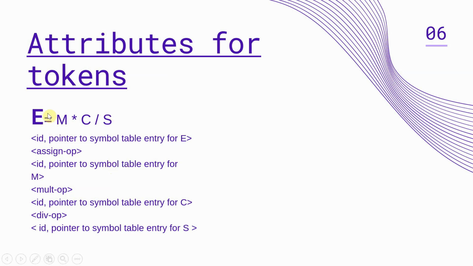The next symbol here is equal to, so you write it as assign OP, that is assignment operator, as a token. Then you encounter M, so it is identifier comma pointer to symbol table entry for M. Then you encounter the multiplication symbol, so you write it as mult OP. Then you encounter C, an identifier, so it will be ID comma pointer to symbol table entry for C. Then you encounter the division operator, so you write it as div OP. And finally you encounter S, ID comma pointer to symbol table entry for S.